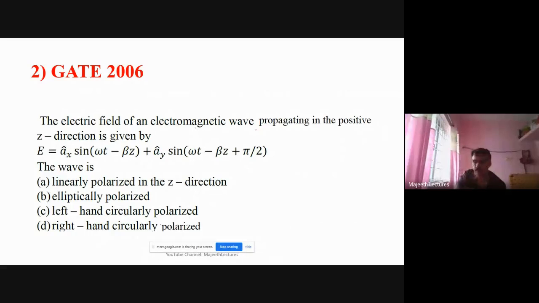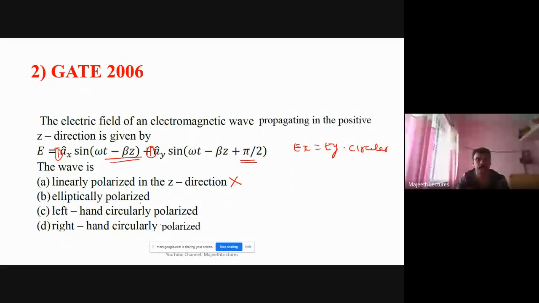Next. Here you see the electric field of an electromagnetic wave propagating in the positive z direction. Here, what is the phase? Omega t minus beta z, omega t minus beta z plus pi by 2. So it is not linear. So linear is wrong. Fine. And Ax, Ay, what is the magnitude? Here it is 1, and here also it is 1. Right? Ex magnitude is 1, and here it is 1. So Ex is equal to Ey, so circular.